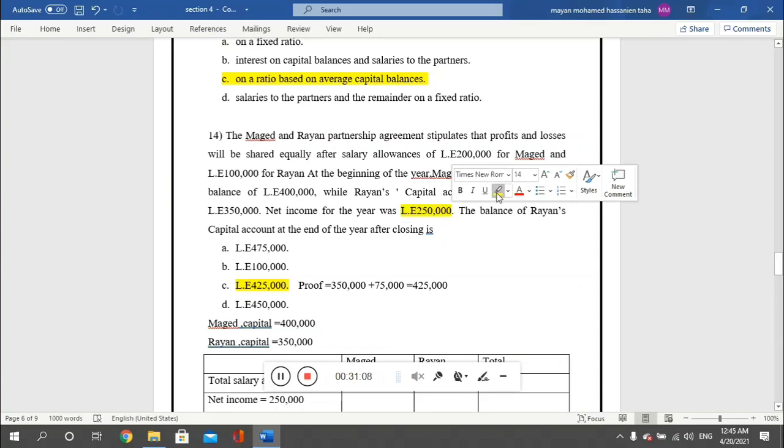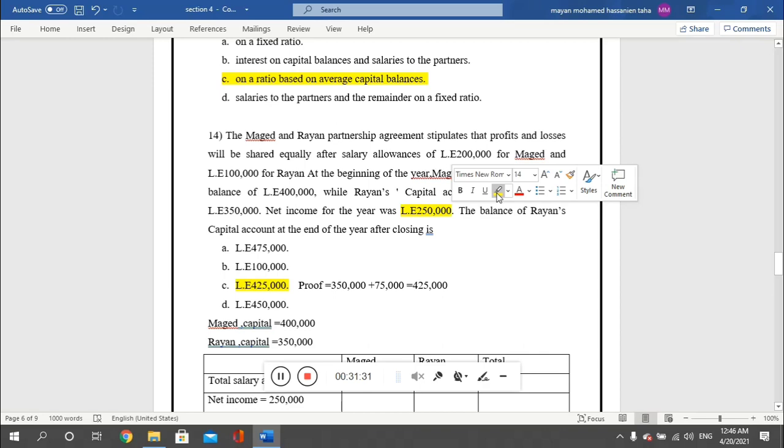Now the required, and just focus on the required: the balance for Ryan's capital account at the end of the year. Ryan's balance will surely be affected by the income ratio, or the loss ratio if there is a loss.